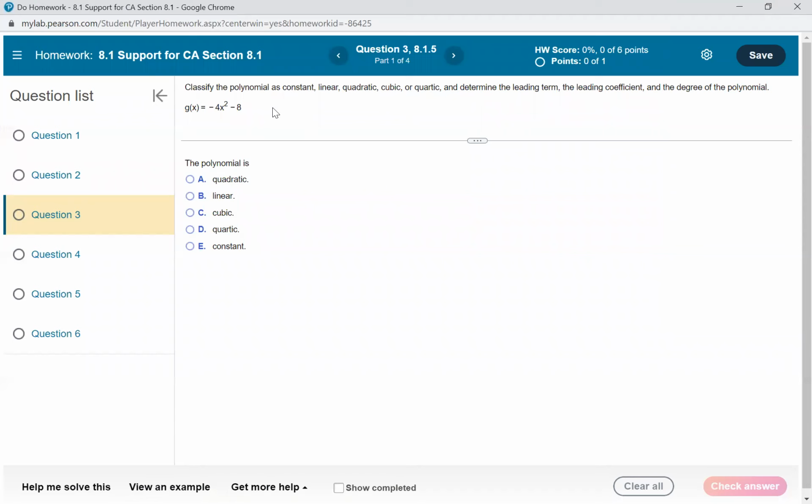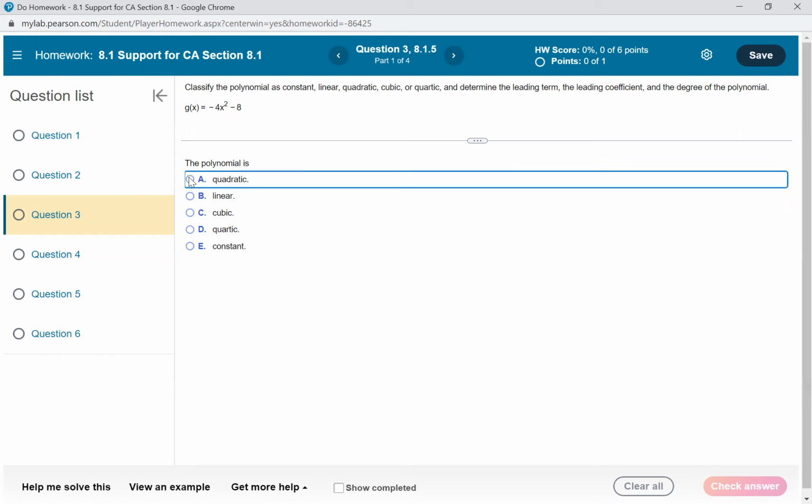All right, so they're giving me a polynomial, negative 4x squared minus 8. So the first thing we got to do is classify that polynomial as a constant, linear, quadratic, cubic, or quartic. If you notice, the leading term is the negative 4x squared term. It's got an exponent of 2. And we said if the exponent of 2 was the highest exponent, that was going to be quadratic. So you would click the quadratic, check that answer.